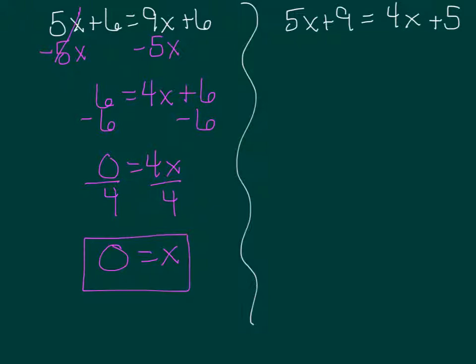Okay, and then the example over here, subtract 4x from each side. So x plus 9 equals 5. Subtract 9, and x equals negative 4.